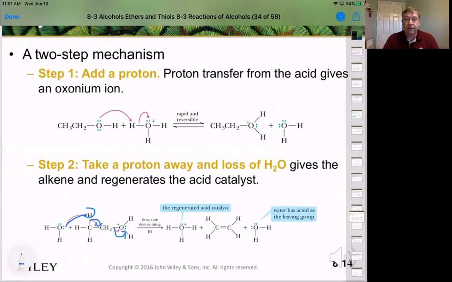It's an E2 reaction because we're using the water as a base, and it happens all in one step, liberating one equivalent of water, regenerating our acid catalyst, and giving us our alkene. Remember, because we would have formed a primary carbocation, we cannot go through that 3-step process, we have to go through this 2-step process.